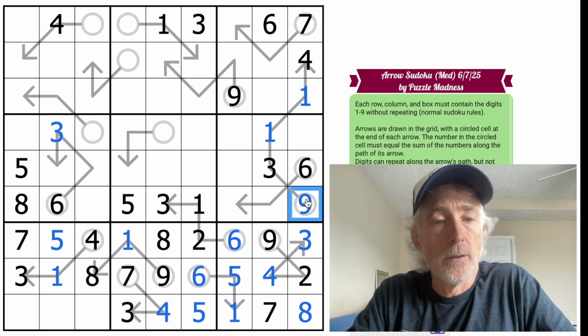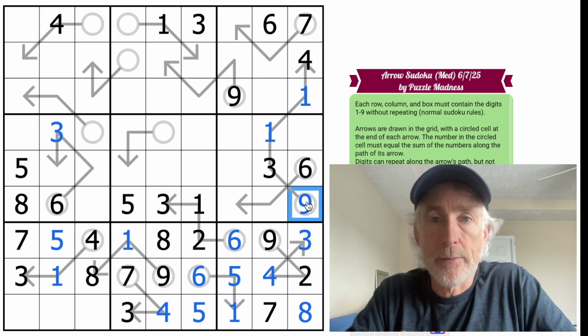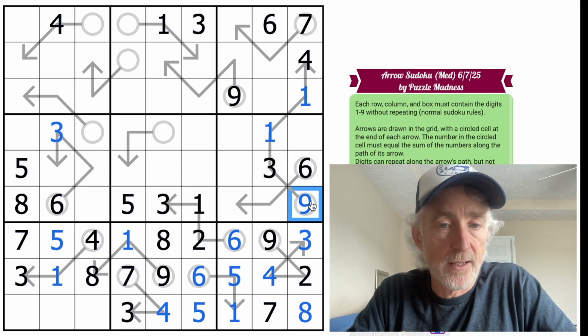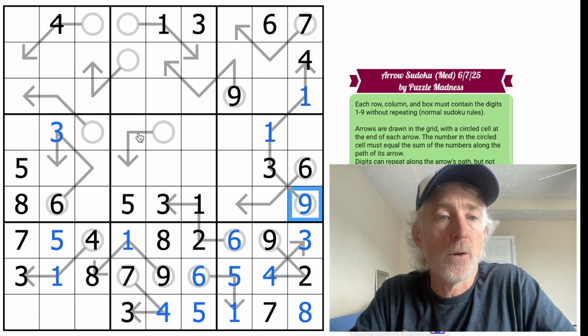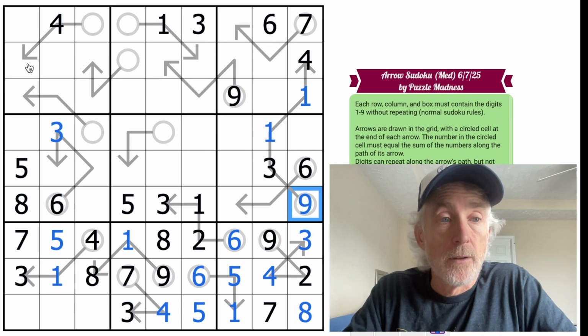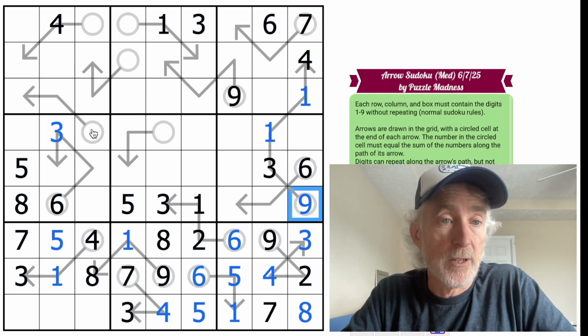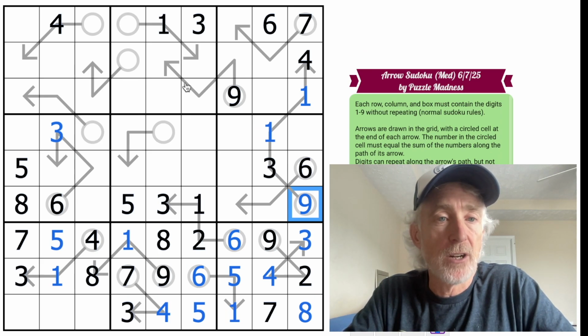Okay, so I'm not going to mark it, but one thing to keep in mind in arrow Sudoku as well is 9 can never go on an arrow. Because if you had a 9 on an arrow, you have to add something to it, and no matter what it is, it's going to be too high for the sum. So you're never going to have a 9 on an arrow.